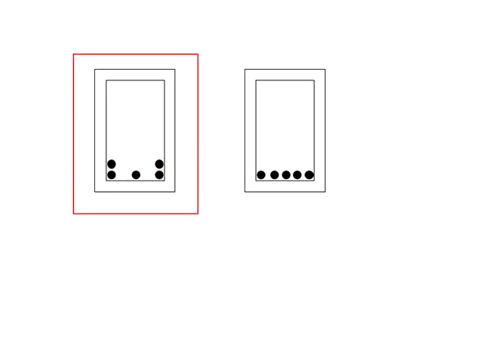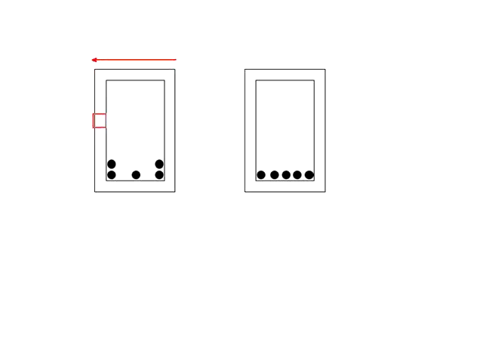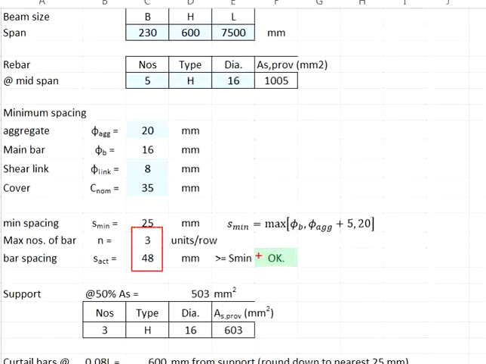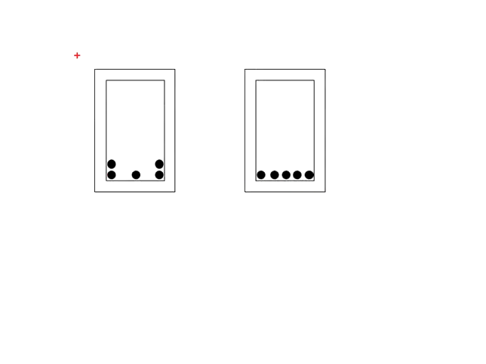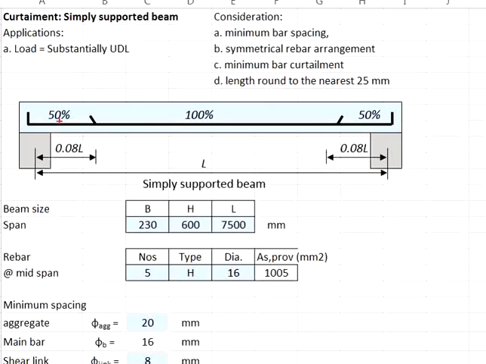Now you need to recalculate the spacing. 230 minus concrete cover 35 times 2 minus the shelling 8 mm times 2 minus 3 units of 16 mm diameter bar, divided by 2 spacings in between the bars. The calculated spacing between the bars would be 48, which is fine. Now that you know the midspan reinforcement, it will be something like this. We're going to work out the reinforcement at the support.